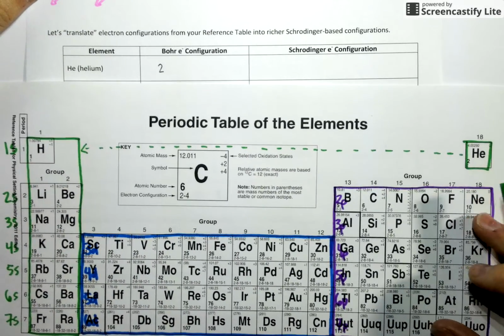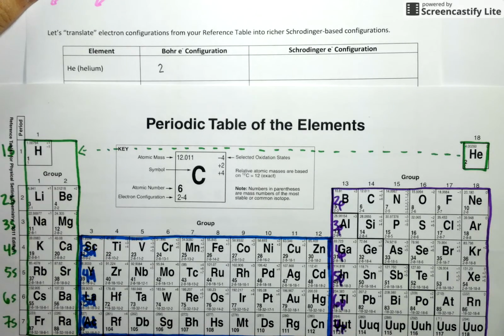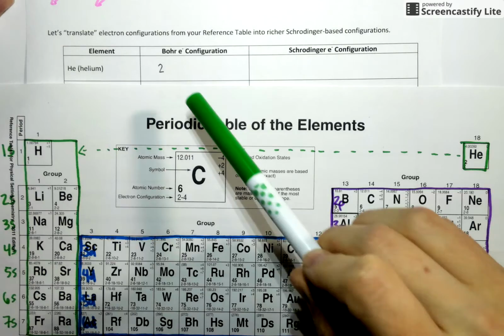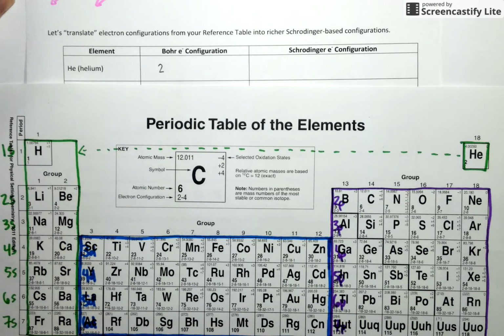The first element I wanted to start with was helium. Helium, we know, has 2 electrons. And Bohr tells us that by just writing the electron configuration as 2. That tells me there's 1 energy level and it's got 2 electrons in it. Schrodinger says, give me more. Where are those 2 electrons? Are they in the S sublevel orbitals, or are they somewhere else?